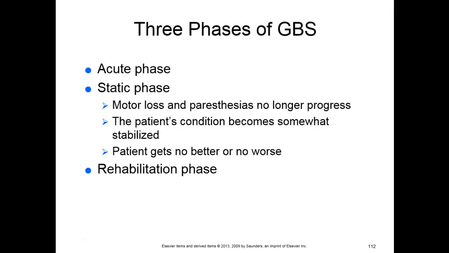During the static phase, it's a plateau where the patient reaches 1 to 3 weeks after the onset of the illness. During this time, the motor loss and paresthesia no longer progress and the patient's condition becomes stabilized. He gets no better but no worse. This phase can last from a few days to several months.